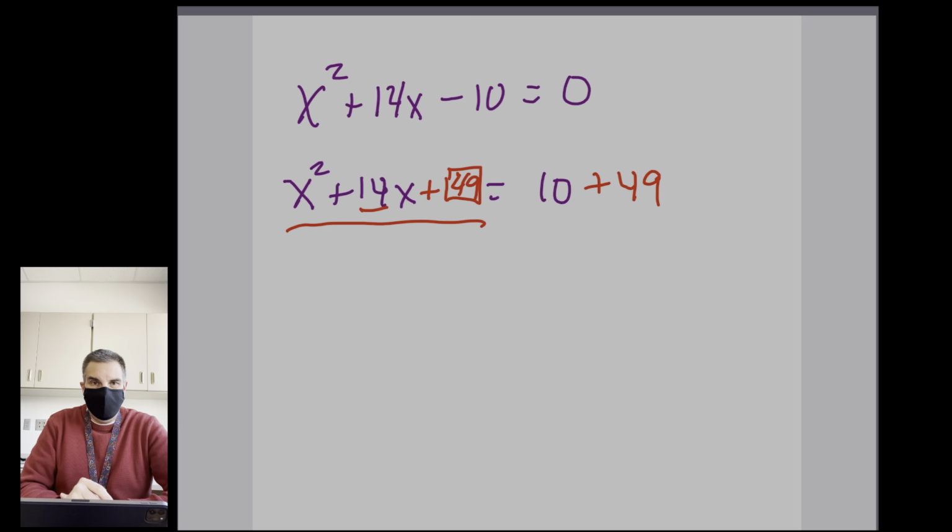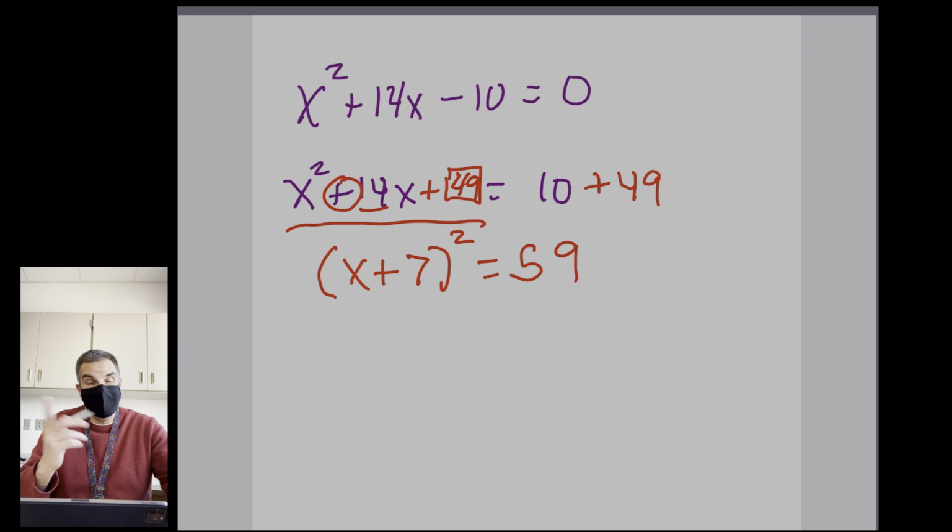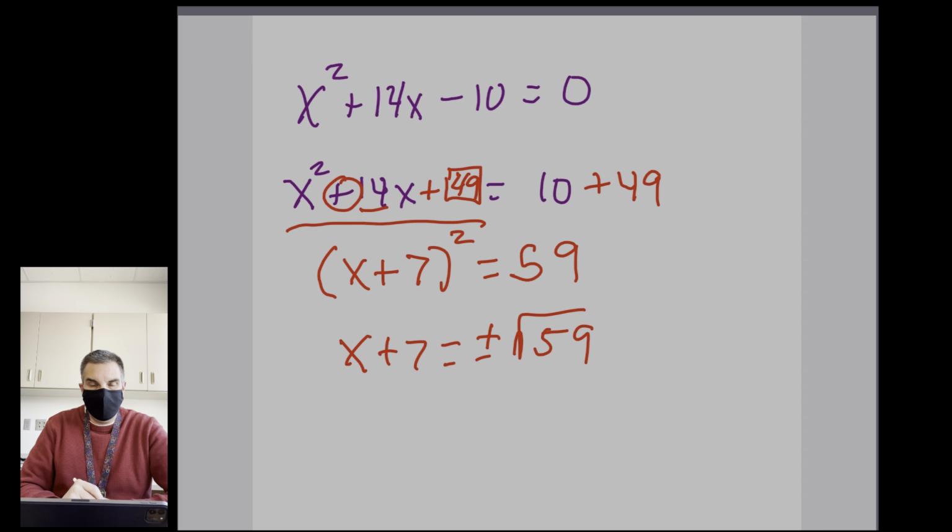Now this can be factored. It's x, this is a plus sign, so plus 1/2 of 14 is 7. So that becomes x plus 7 squared, and this becomes 59. Now we're back to how we were with some of our questions before. Take the square root, plus or minus the square root of 59. Subtract 7 from both sides. So that's negative 7 plus or minus the square root of 59.